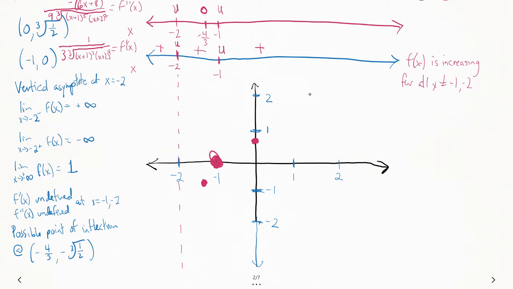Or let me be a little bit more careful. It's increasing on the intervals from -infinity to -2, -2 to -1, and then our last part would be from -1 to positive infinity. Okay? Questions on that?